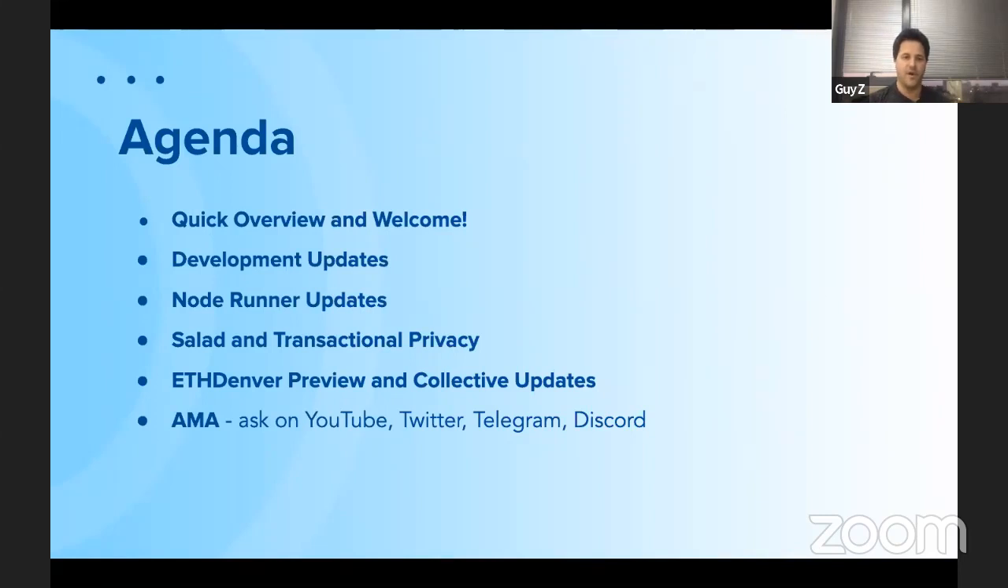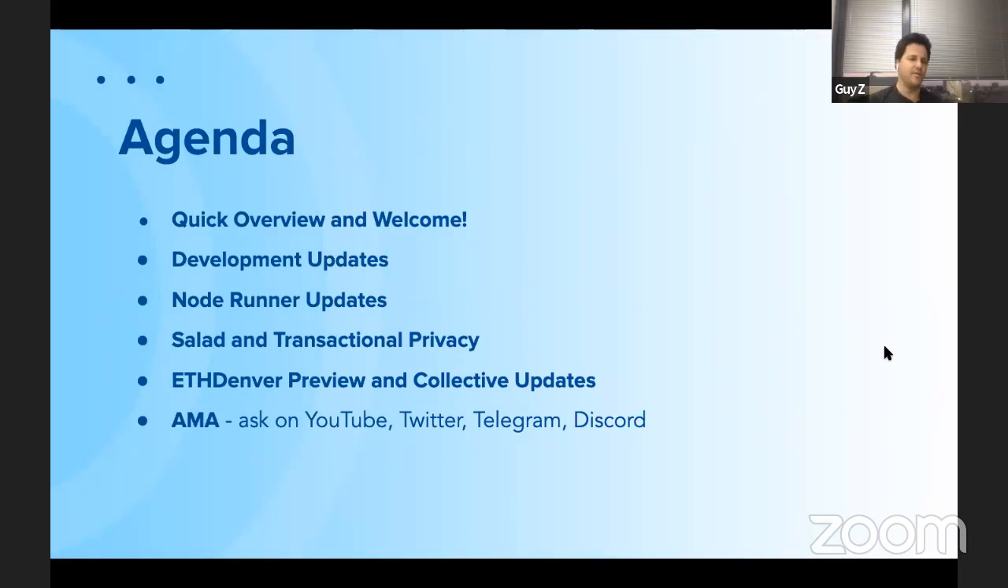Then if you've been running nodes or are interested in running nodes, you're going to really want to pay attention to the node runner updates. Then we're going to move on to our product team. We're going to talk about Salad and transactional privacy a bit more in depth. We've seen a lot of engagement in that area. We do feel that this is one of the hotter topics that Enigma is currently working on.